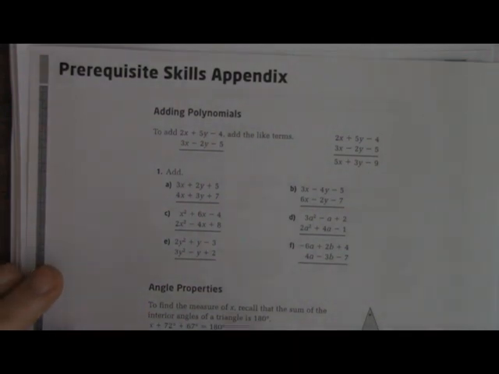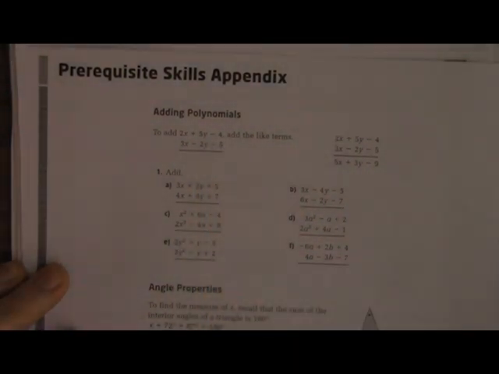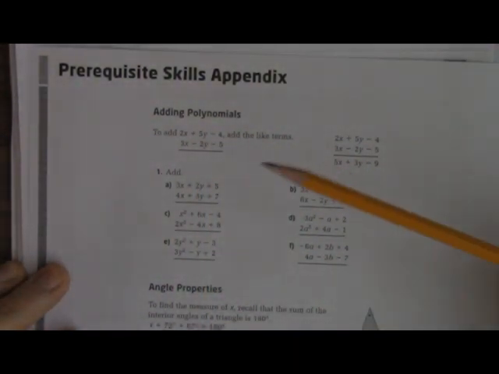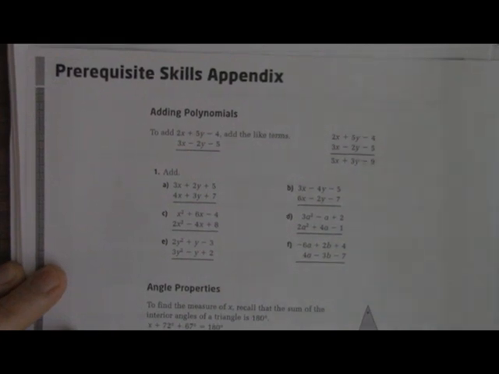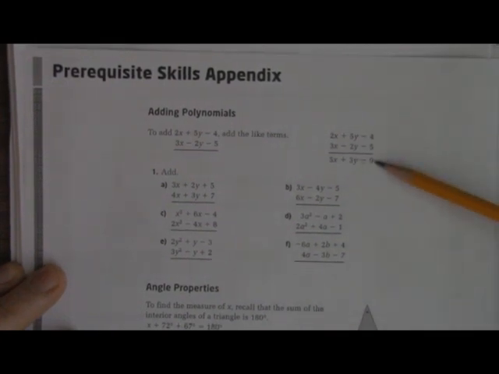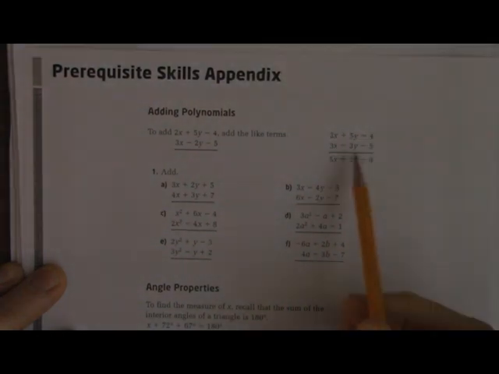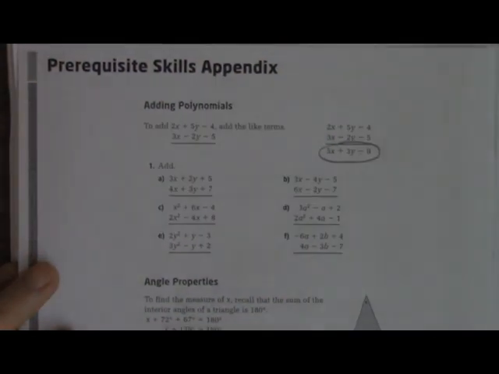So to add 2x plus 5y minus 4 and the like terms, 3x minus y minus 5. All right, so the first step would be to add the 2 and the 3, which we get 5x. Next step would be 5y minus 2y. We get 3y. And then the final step here would be minus 9. Okay, so we're really just gathering like terms.